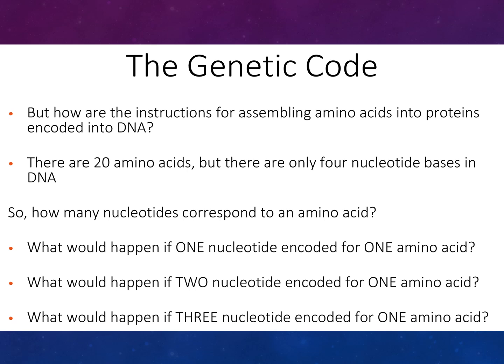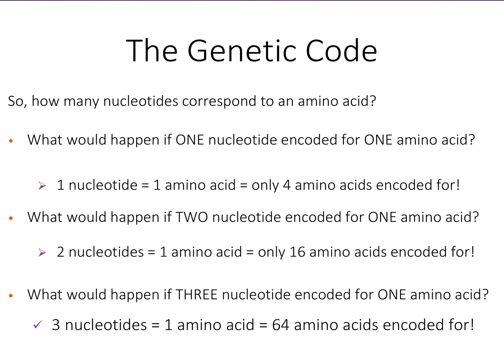So what is the genetic code? There are 20 amino acids but only 4 nucleotide bases in DNA. What would happen if 1 nucleotide encoded for one amino acid? What would happen if 2 nucleotides encoded for one amino acid? What would happen if 3 nucleotides encoded for one amino acid? So basically, in the first case there will only be 4 combinations, in the second case there will be 16, and in the third case there will be 64.